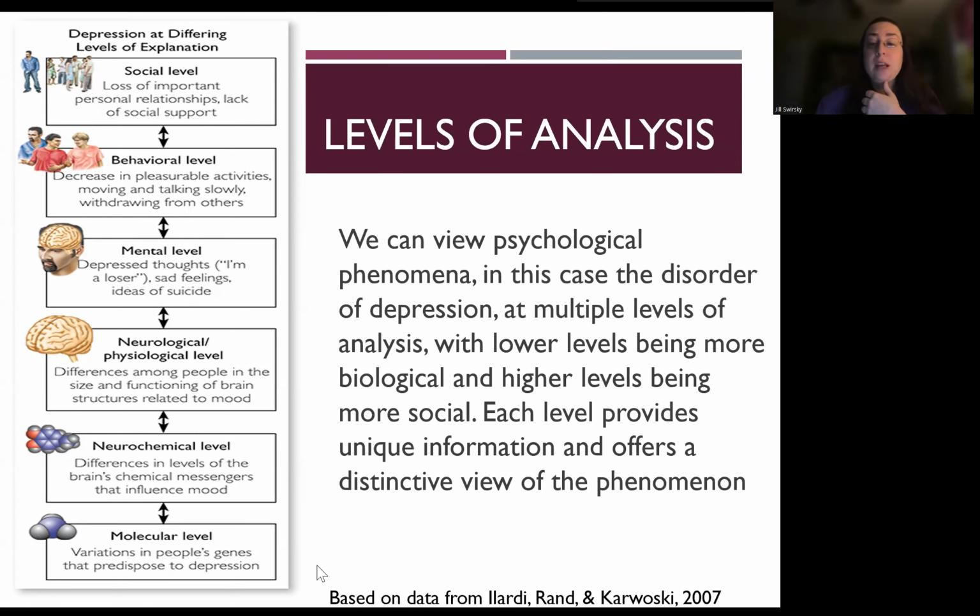Each level here is describing the same phenomenon. In this case, depression is the example we're using. We're just doing so from a different level, a different perspective. So, neuropsychologists or biological psychologists are down here. They're looking at variations in genes, they're looking at chemicals, they're looking at neurotransmitters, and they're using those things to help understand why people may feel depressed.